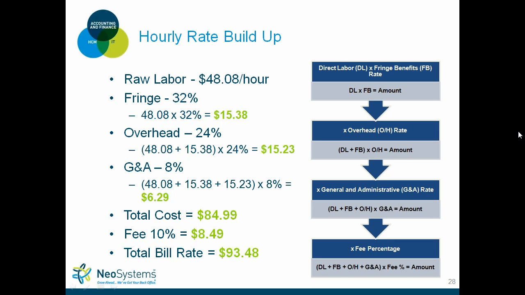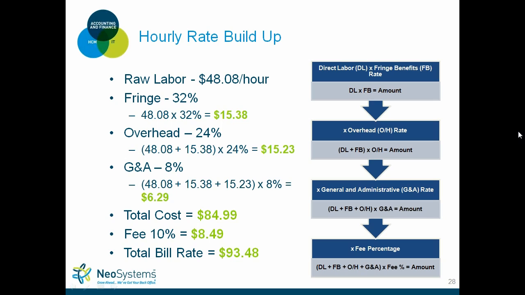Okay, so this salary of $48.08 is based on a salary of a $100,000 employee working 2080 hours a year. And let's assume that the fringe is 32%. So you're going to take the 48.08 times the 32%, and it gives you $15.